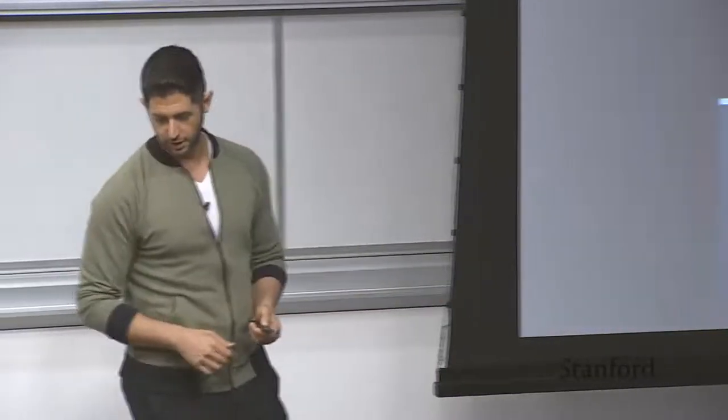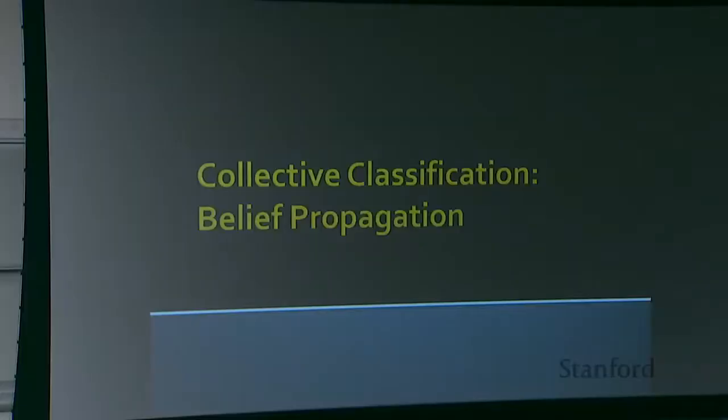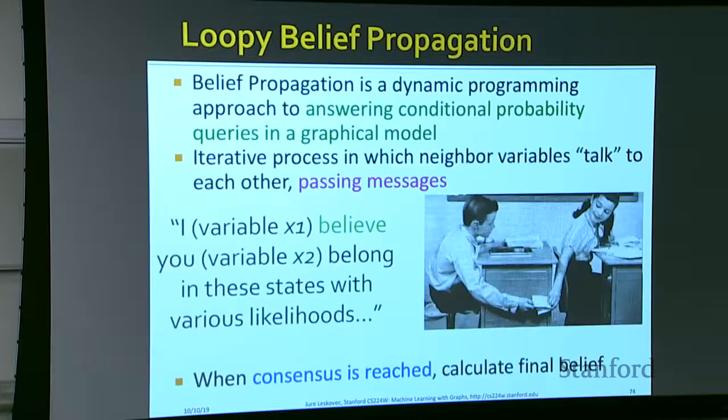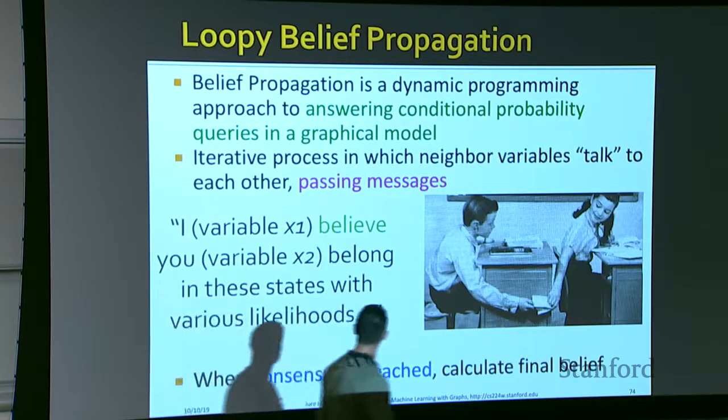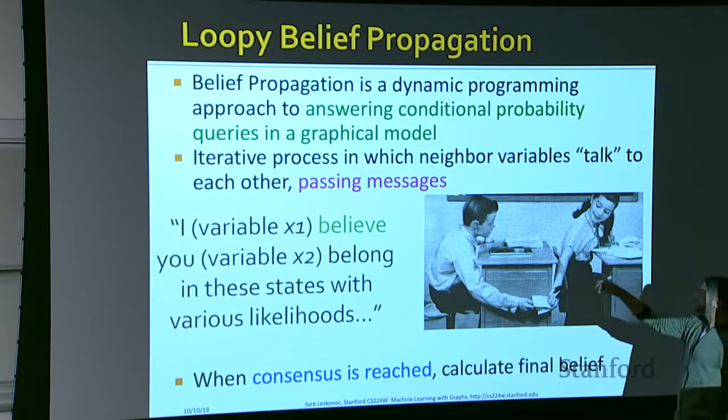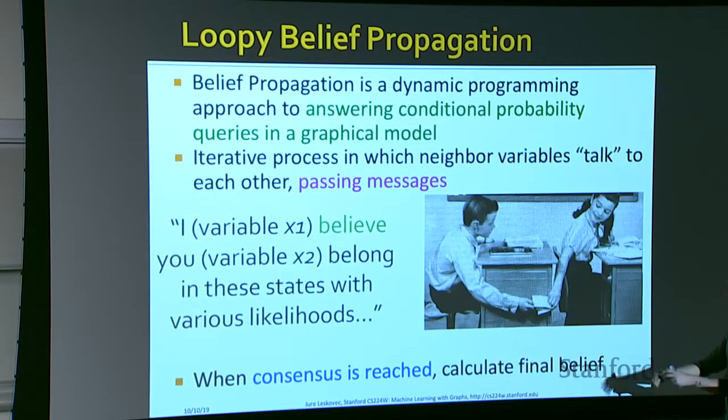Okay, then let's jump to the last part of the lecture, where we're going to be talking about belief propagation. We have seen relational classifiers, iterative classification, and now we're going to talk about loopy belief propagation. Now, what is belief propagation? It's a dynamic programming technique, and what it does is it basically answers conditional probability queries in a graphical model.